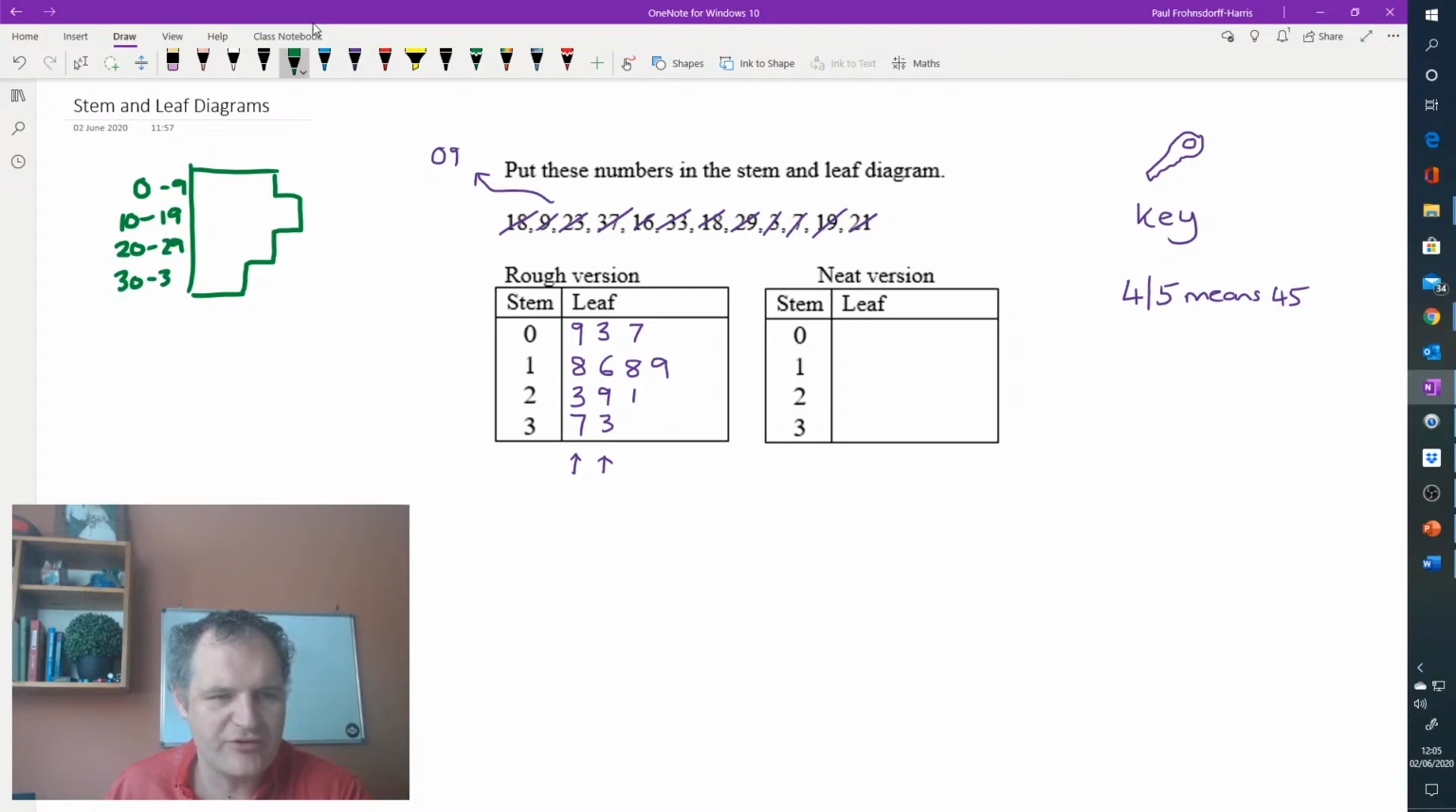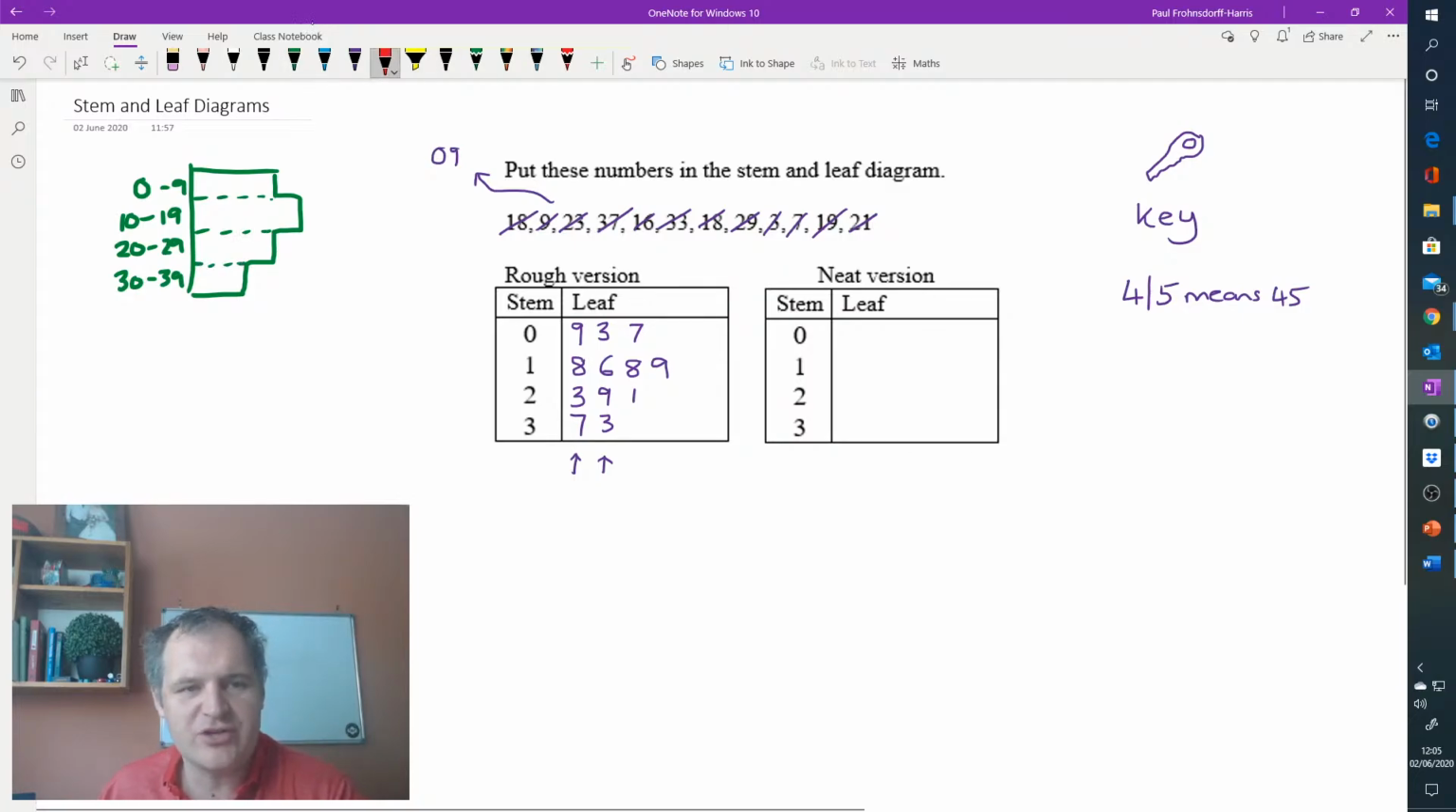And 30 to 39. So you can see most of the numbers are between 10 and 19, but there are still quite a few in between all of them. So it's a way of seeing how spread out the numbers are. It's almost like a sideways bar chart. What we then want to do is a neat version. To do the neat version, it's not suddenly redraw it neatly. What it is that at the moment, I don't call them rough and neat.